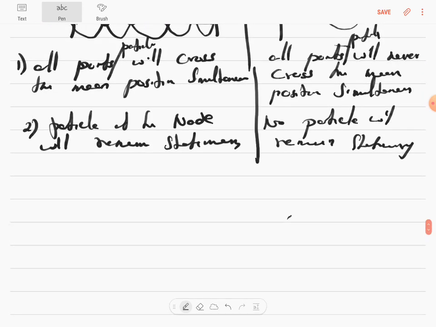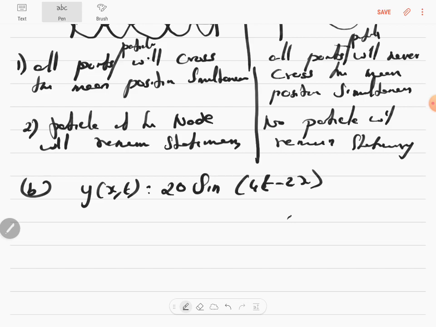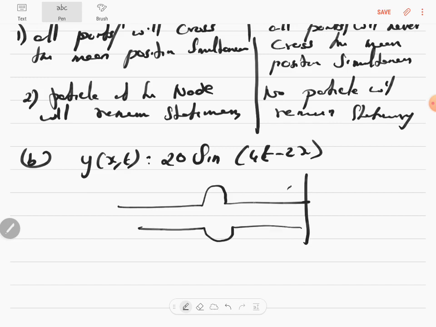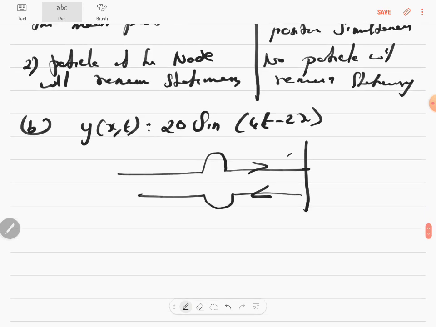The next thing is section B, where they have given y of x,t equal to 20 sine (4t minus 2x). Okay, this is the wave. Write an expression for it when reflected by a rigid boundary and an open boundary. So when the pulse hits a rigid surface, it's going to come back like this when it's getting reflected. Onward pulse and the return pulse. So you see that y is also becoming negative and x is also becoming negative. X was positive here and x is negative in here. The y and x, both of them are negative.